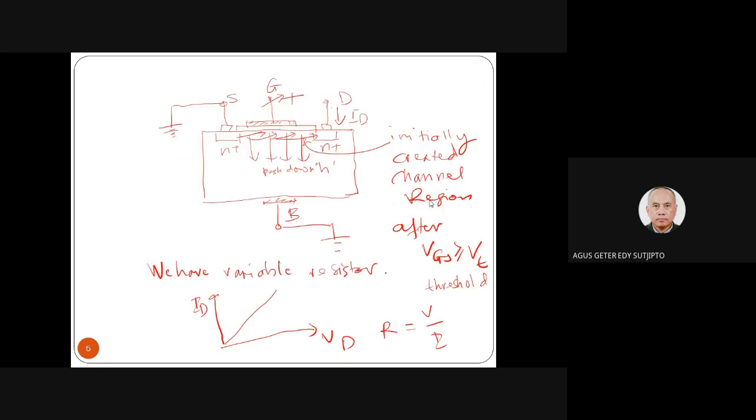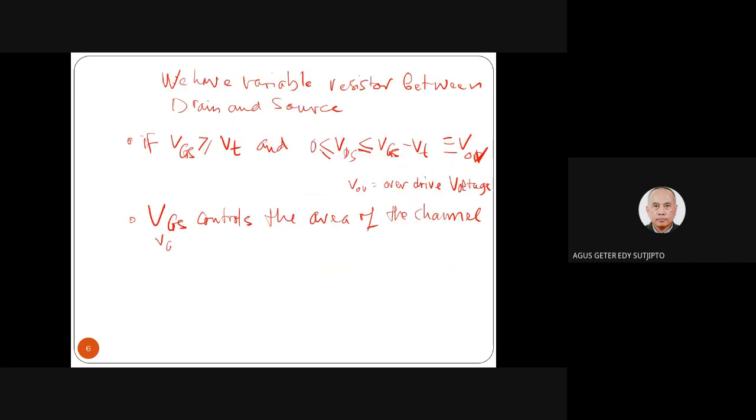See here, VGS can be VGB, because S and B are grounded, right? If we increase the VGS or VGB, it will push down the holes more, and then we create more depletion region, and more space for electrons to create the channel region. So that's why VGS or VGB controls the area of the channel, the area of the depletion region or the channel region.